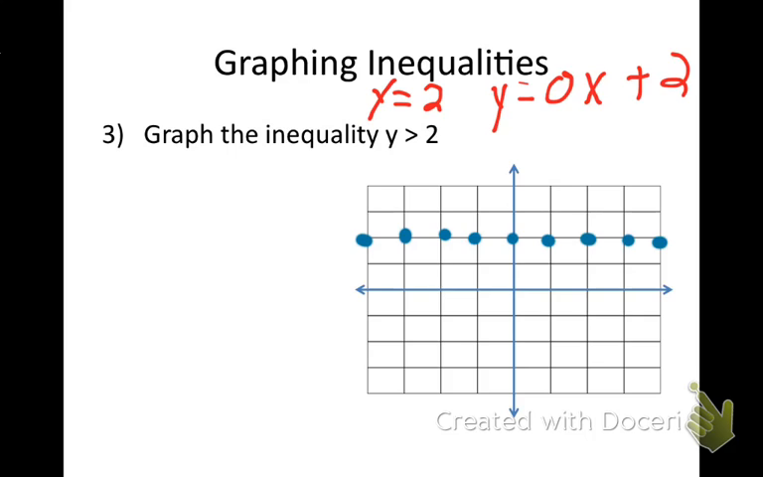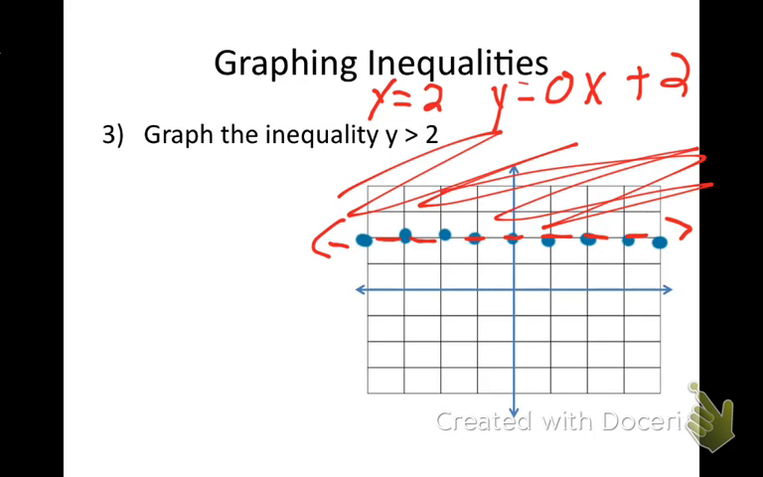Would I have a solid or dashed line? What are you thinking here, Harvey? Dash. That is a dashed line. And would I shade above or below that dashed line? What do you say, Destiny? Above. I would go above it. Nice job.